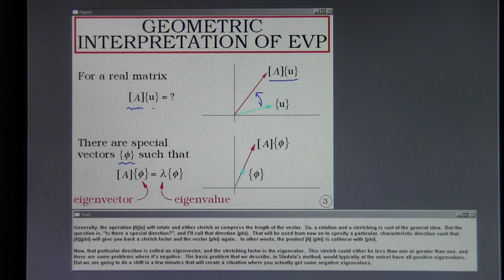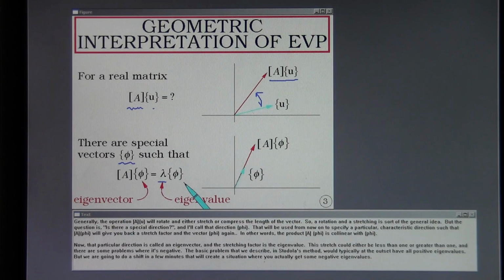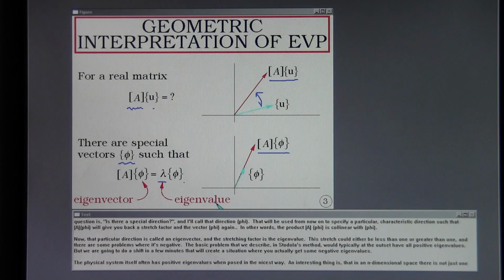characteristic direction, such that A times phi will give you back a stretch factor and the vector phi again. In other words, the product A phi is collinear with phi. Now that particular direction is called an eigenvector, and the stretching factor is the eigenvalue. This stretch could either be less than 1 or greater than 1, and there are some problems where it's negative.